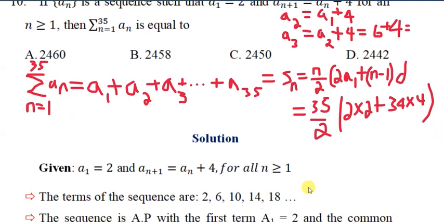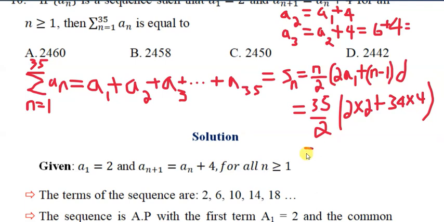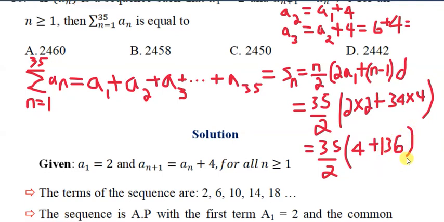Then here, the operation gives us 35 over 2, 35 divided by 2, and here 2 times 2 gives us 4 plus 4 times 34. 4 times 4 is 16. Write 16 here. We have 1. 4 times 3 is 12. 12 and 1, 13. 136. Put in bracket.